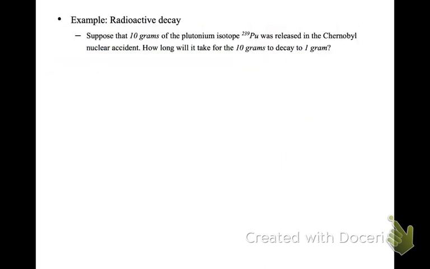Okay. So suppose that you have 10 grams of plutonium isotope 239 Pu that was released in the Chernobyl nuclear accident. How long will it take for that 10 grams to decay to 1 gram? Well, let's go back to the other side so we can see how long it takes. The half-life for that is 24,100 years. So that's the half-life.